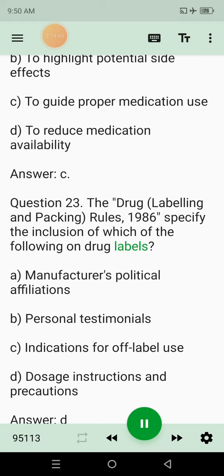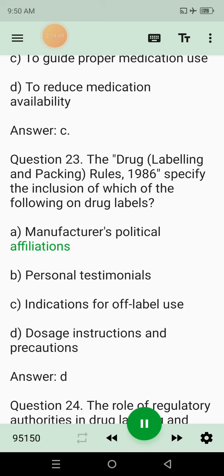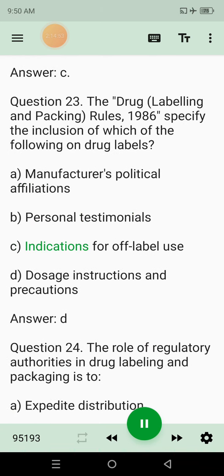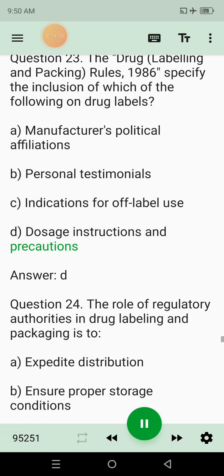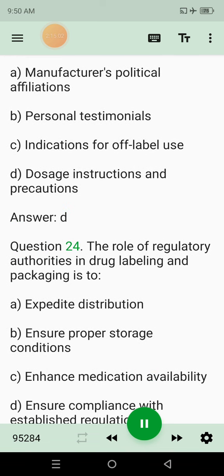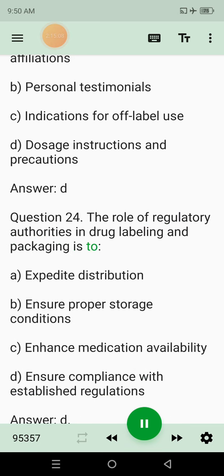Question 23. The Drug Labeling and Packing Rules, 1986, specify the inclusion of which of the following on drug labels? A. Manufacturer's political affiliations. B. Personal testimonials. C. Indications for off-label use. D. Dosage instructions and precautions. Answer. D.